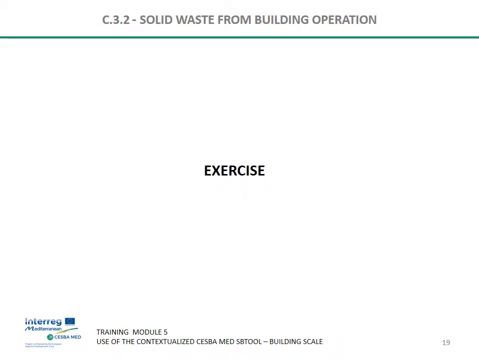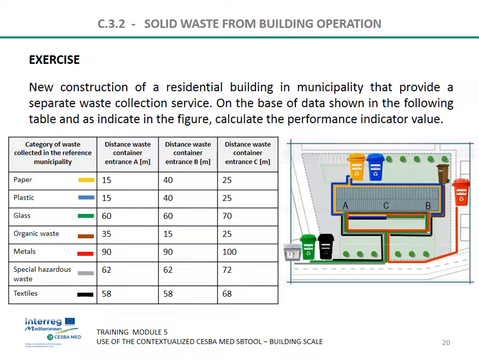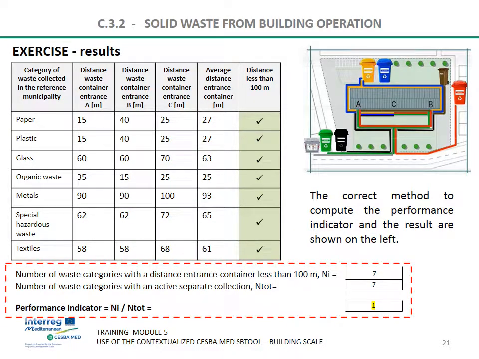Now we have a similar exercise. We have 7 bins. Okay, you need to compute the distance from the entrance point and see how much they are within 100-meter threshold. So in this case we can see that for all the waste categories these are all within 100 meters walking distance from the entrance to the container, and so the indicator would be 7 out of 7, which would be 100%.